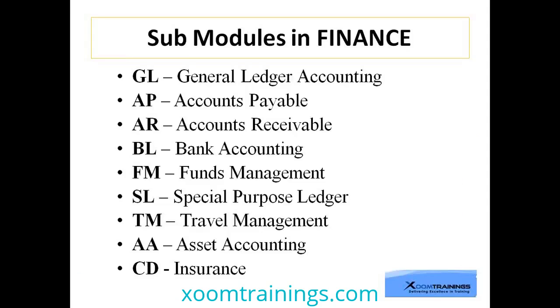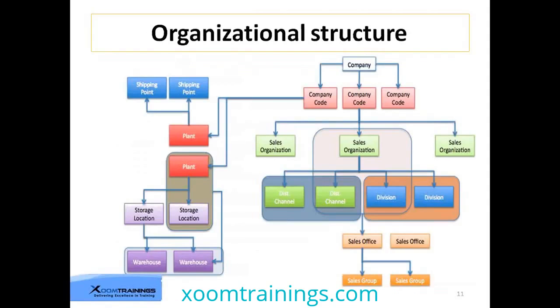Sample organization structure: a company having sales organization, distribution channel, division, sales office, sales group. Each and every company has plant, shipping point, storage location, and warehouse. So this is a sample organization structure. It differs from company to company. Based on the client, we will design this application.